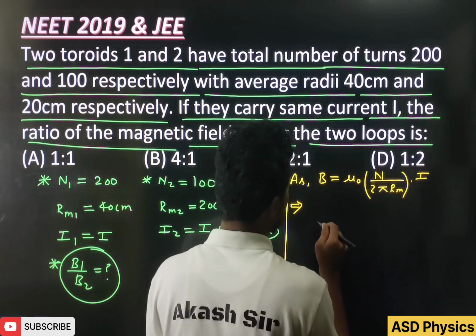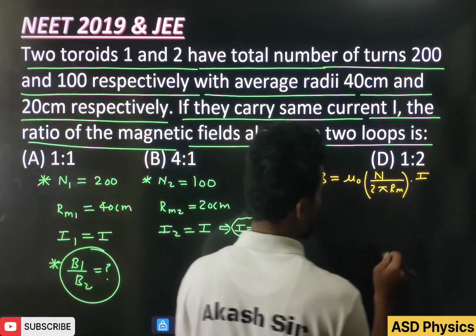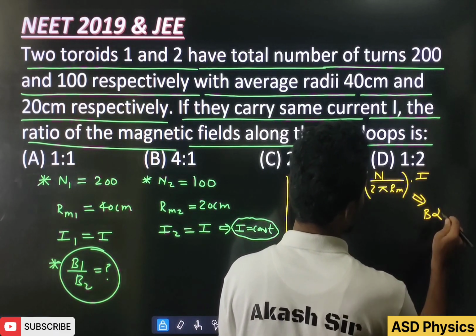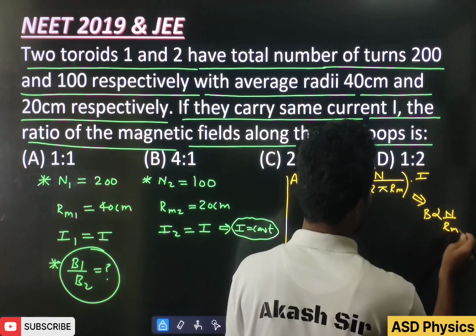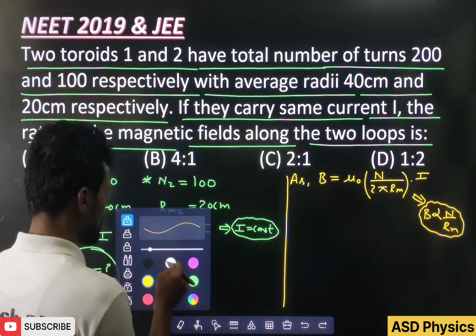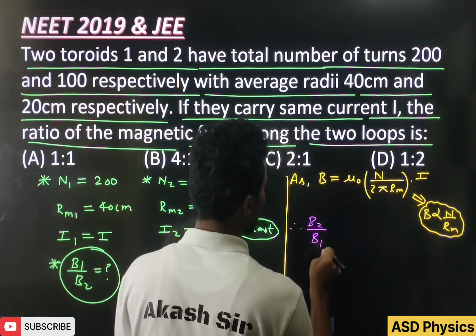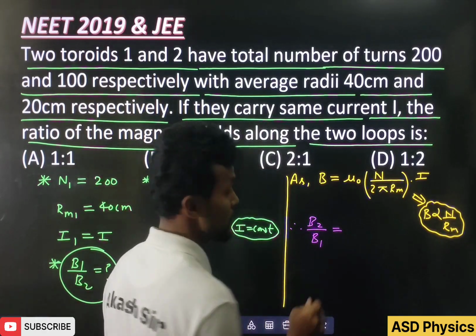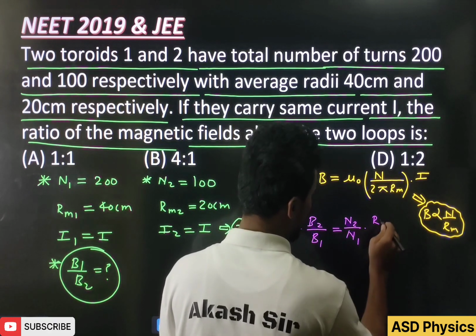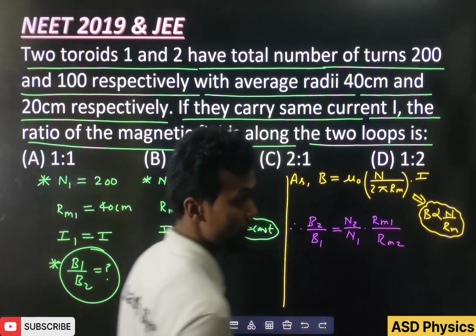So here, if you make the proportional formula, it will be B directly proportional to N by Rm. Hence we can write B2 by B1 is equal to N2 by N1 into, it will become inversely proportional now, so B2 by B1 means Rm1 by Rm2 here.